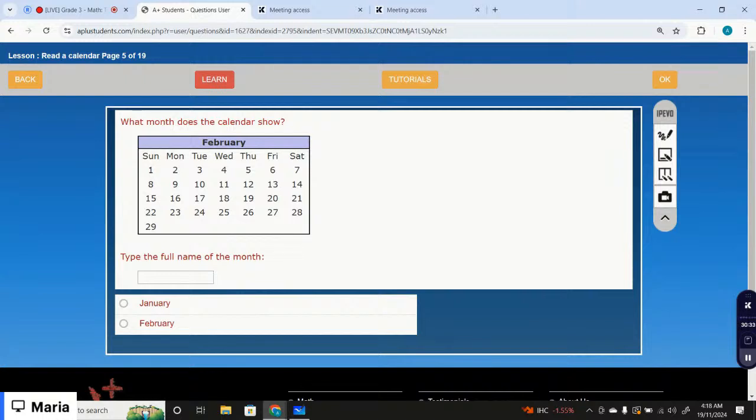What month does the calendar show? Which is the correct option? The very first line tells you the month, so that is February. Option number two is the correct option. February it is, right. Option number two is the correct option.